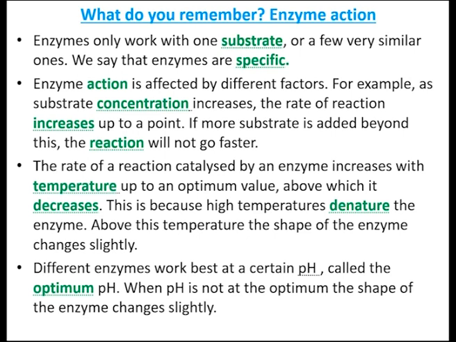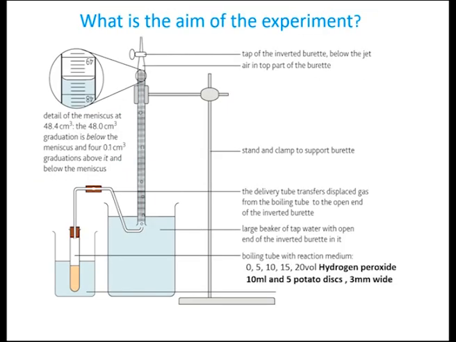Now let's try and apply that to our investigation. So our investigation was looking at changing the substrate concentration. Our substrate is hydrogen peroxide, and there are 5 different concentrations that we're going to test. 0, 5, 10, 15, and 20 vol. Vol is our unit for concentration. So we've got 5 different concentrations, and we're going to see how that affects our enzyme activity. Our enzyme is found in potato, and it's called catalase.